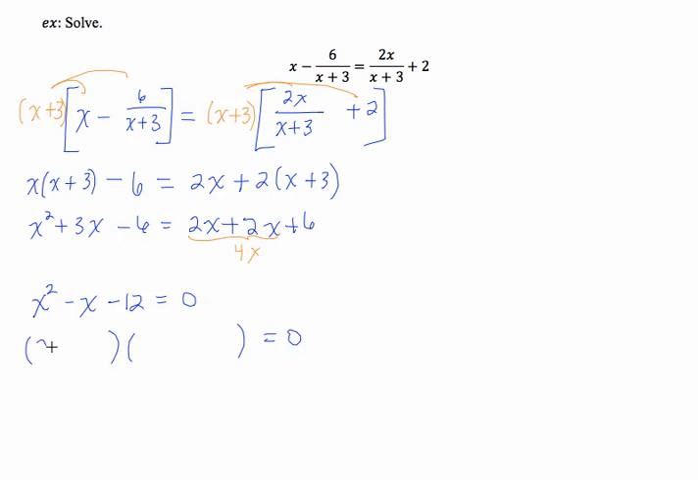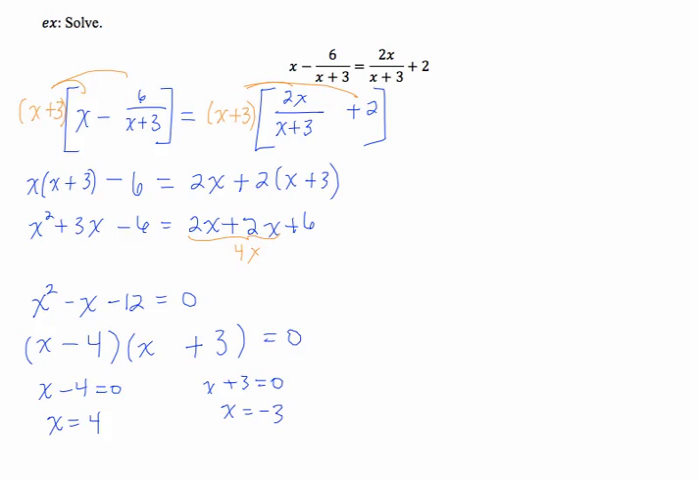X squared breaks into x next. Now 12, we want to get a negative 12, so one has to be positive, one has to be negative. So I'm going to try for 4 and 3 here, and I want them to add to a negative, so if we go with negative 4 and positive 3, that'll work. So then we set each factor equal to 0, and we get x equals 4, and x equals negative 3.